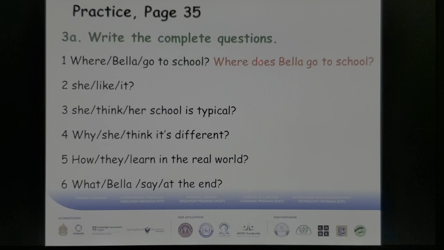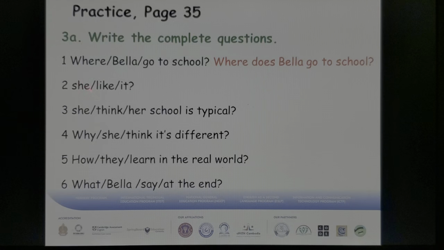Where does Bella? So does, because let's think back a little bit. Does plus subject he, she, it plus verb infinitive, right? So here is not the question yet. To make a question, you put does before Bella. Why don't we put do? We do not put do because Bella is she, the female. So that's why the question puts does before she, before Bella. So where does Bella go to school?